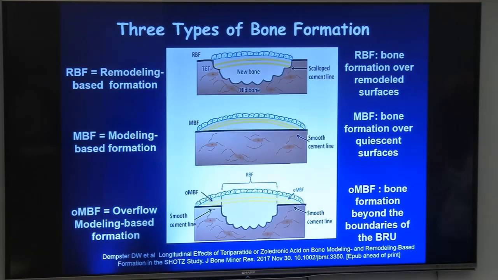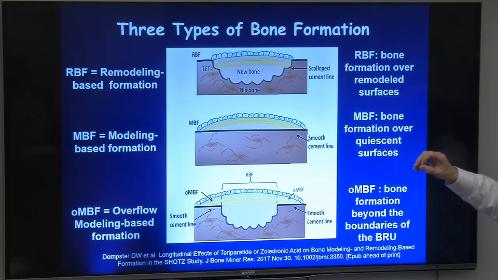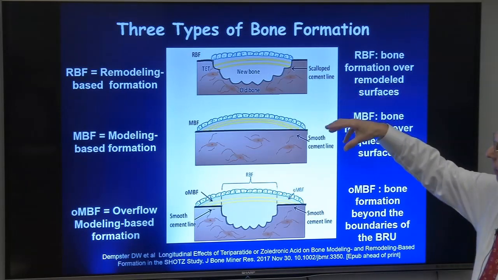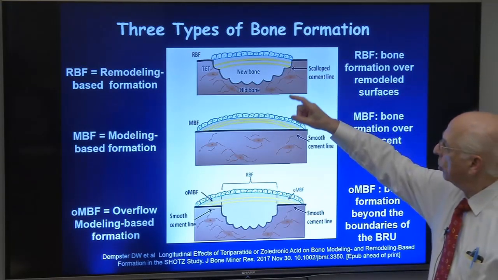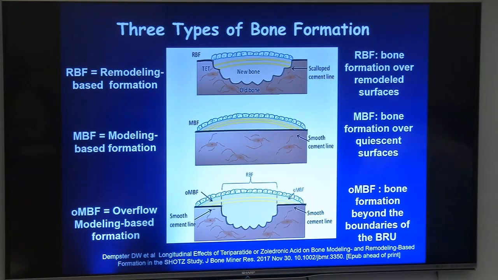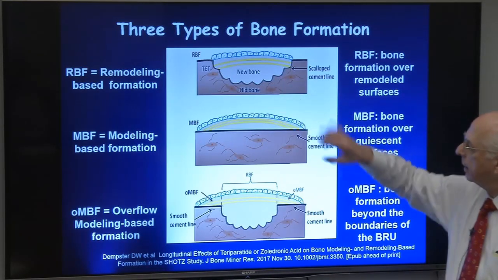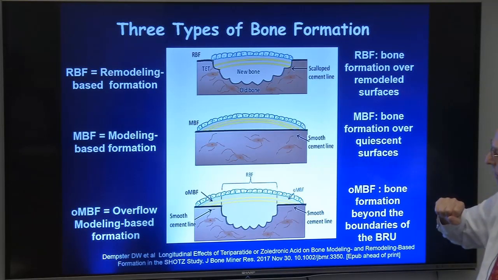And let me describe what David has recently published. I don't even think it's in paper form, but it's in e-print. Remodeling based formation is where you get the usual scalloping of the osteoclasts having eaten a piece of bone, and you get bone formed, collagen matrix bone formed, and you're in positive balance. So there is more bone at the end of this cycle than there was before. That's called remodeling based bone formation. And you can see this histologically by seeing this scalloped line underneath the surface of bone being formed.